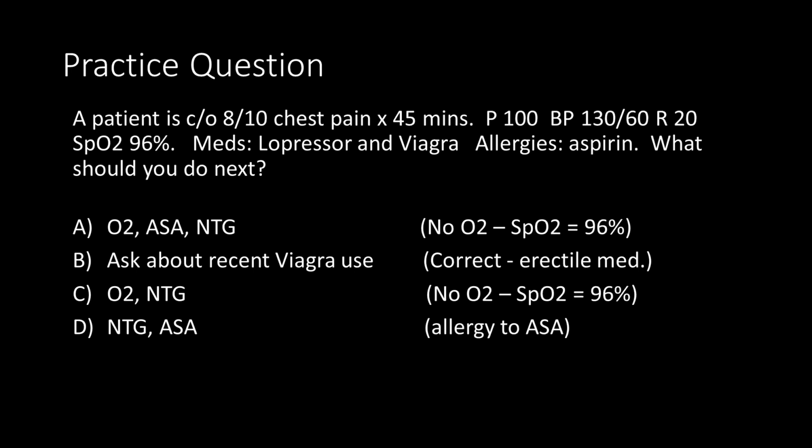So answer A is incorrect because you shouldn't be giving oxygen since the pulse ox is 96%. Answer B is correct. You need to ask about any recent erectile dysfunction medication, and Viagra is one, so you will need to know the basic names. Then C is incorrect. Again, same problem. You shouldn't be giving oxygen if the SpO2 is 96%. And D is incorrect because the patient's allergic to aspirin.